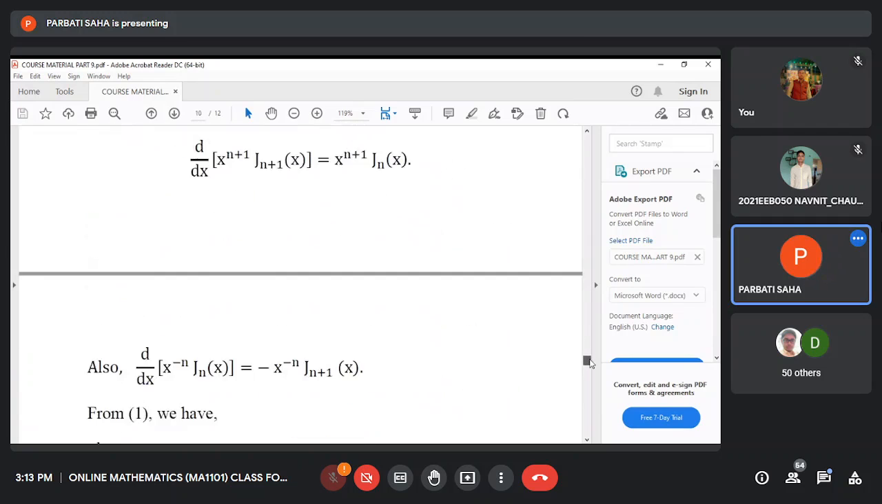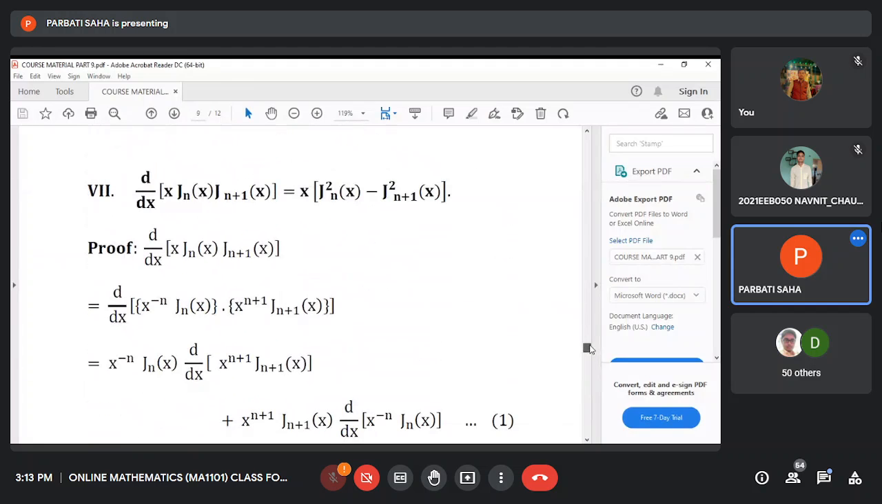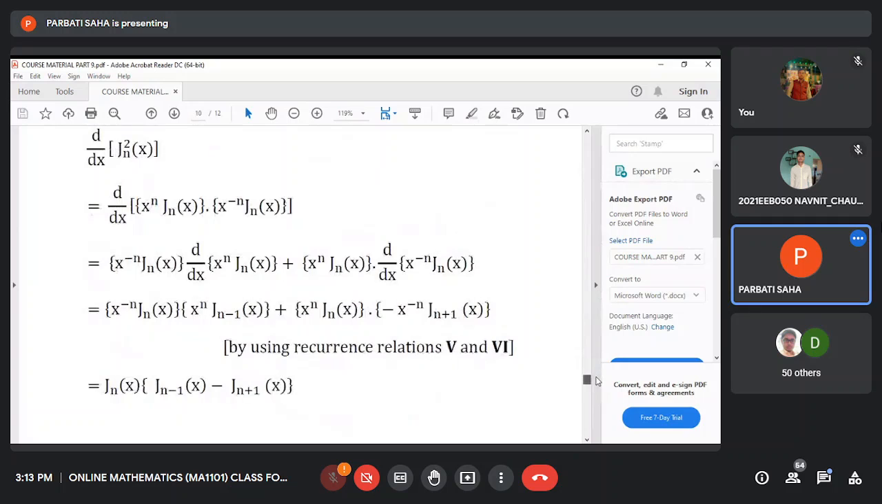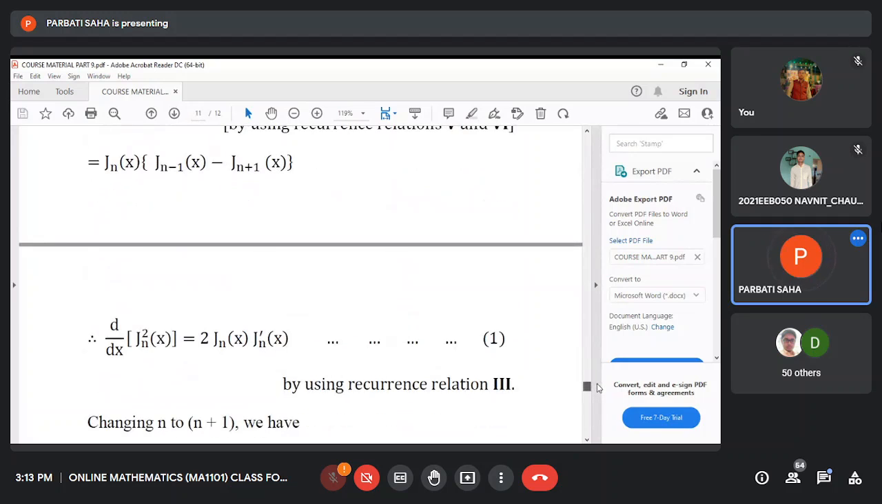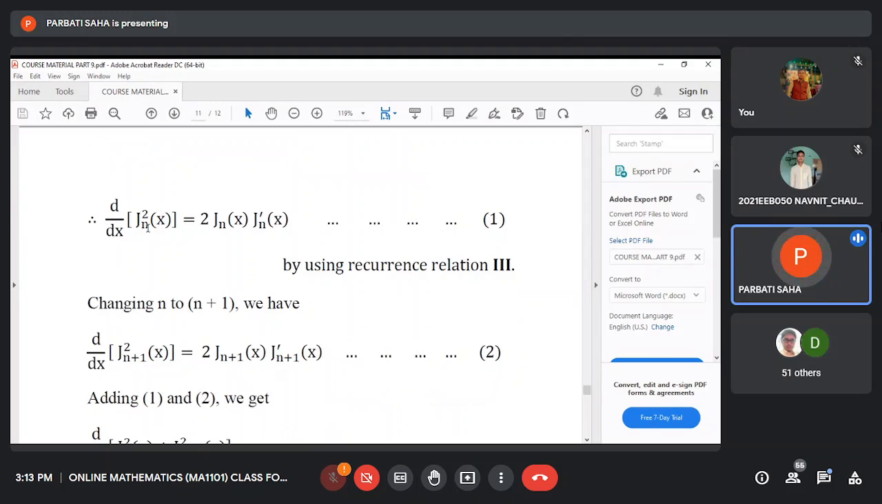Now it is replaced by 2Jn dash x using recurrence relation 3, and finally we just change n to n plus 1. Actually, all these things depend on the relation you have to prove. Just observe the relations you have to prove and then change accordingly. Okay, changing n to n plus 1 throughout.